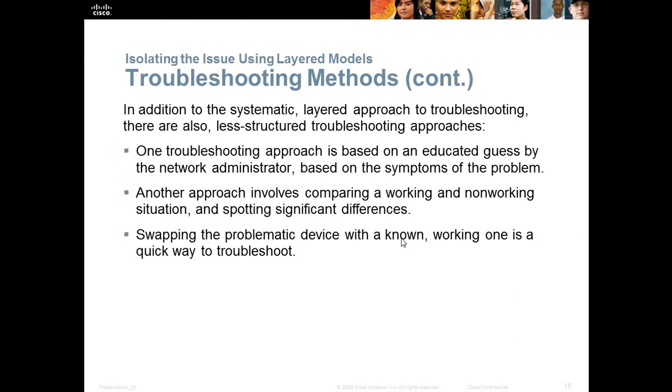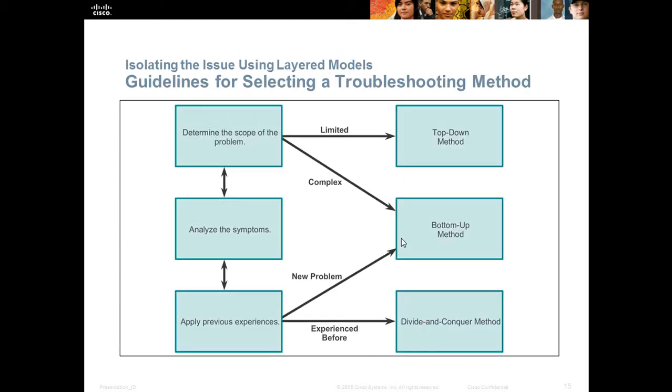In addition to the systematic layered approach to troubleshooting, there are also less structured troubleshooting approaches. One approach is based on an educated guess by the network administrator based on the symptoms of the problem. Another approach involves comparing a working and non-working situation and spotting the significant differences. Swapping the problematic device with a working device is a quick way to troubleshoot.